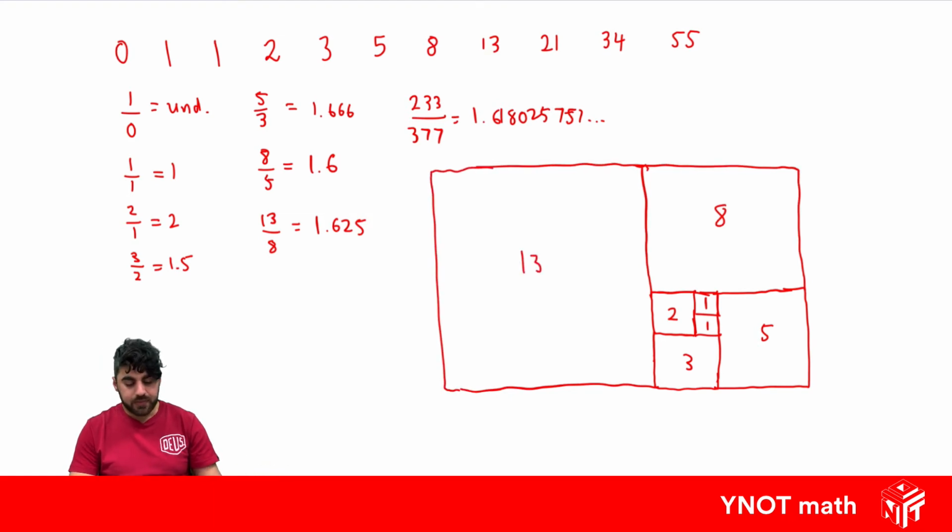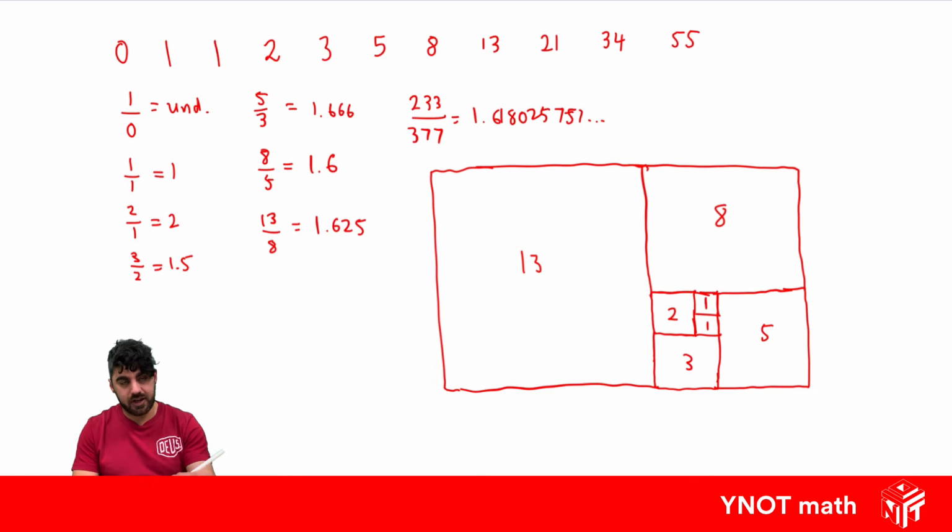And what happens is the lengths of these rectangles are getting closer and closer to being in the ratio of the golden ratio, these Fibonacci numbers. It's just another way to represent that this side divided by this side is going to get us closer and closer to the golden ratio.